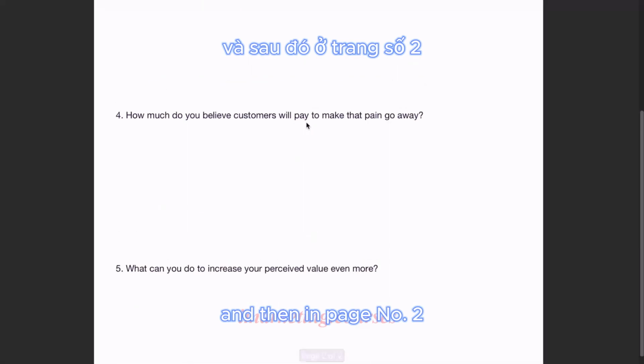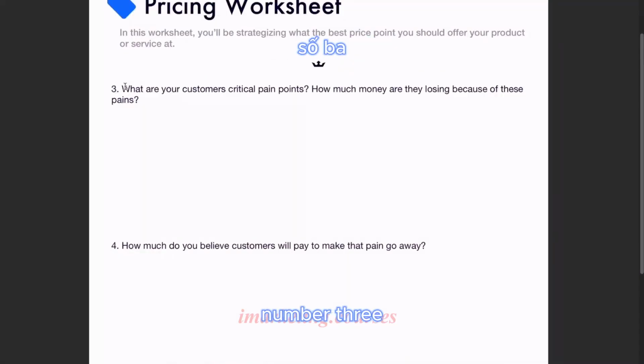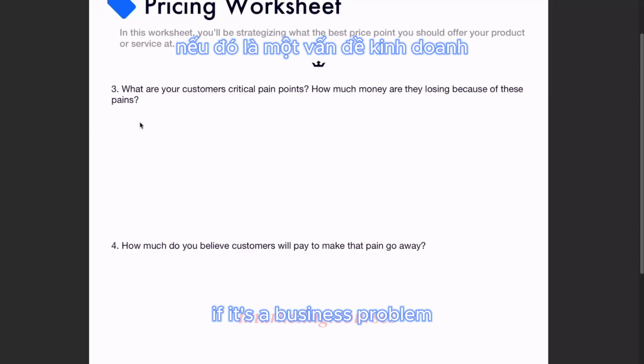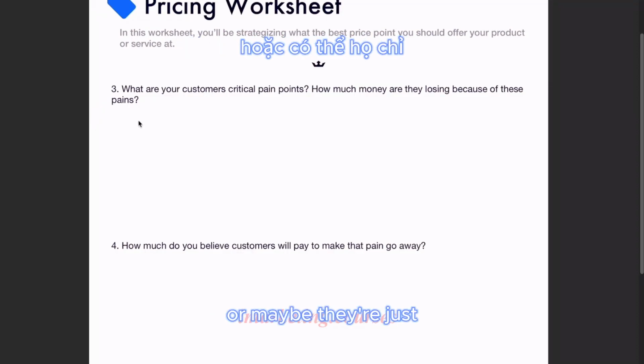And then on page number two, this is going to be a two-page worksheet. Question number three is, what are your customers' critical pain points? How much money are they losing because of these pains? If it's a business problem, people are always losing money, or maybe through opportunity costs, or maybe they're just bleeding money somewhere. You want to put that here. And number four, how much do you believe customers will pay to make that pain go away? This is when you start to think about what your perceived value is. And number five, what can you do to increase your perceived value even more?